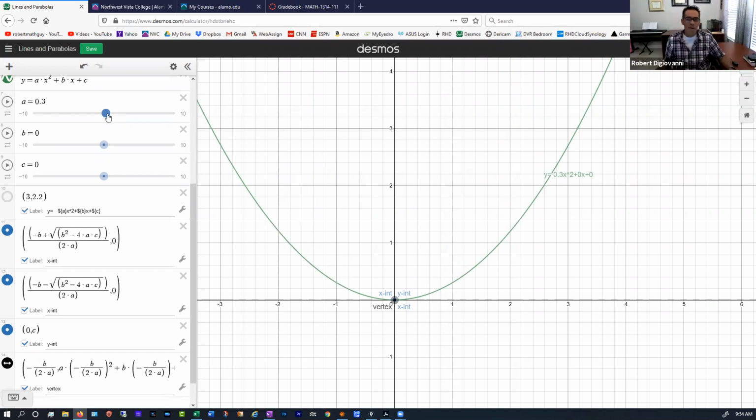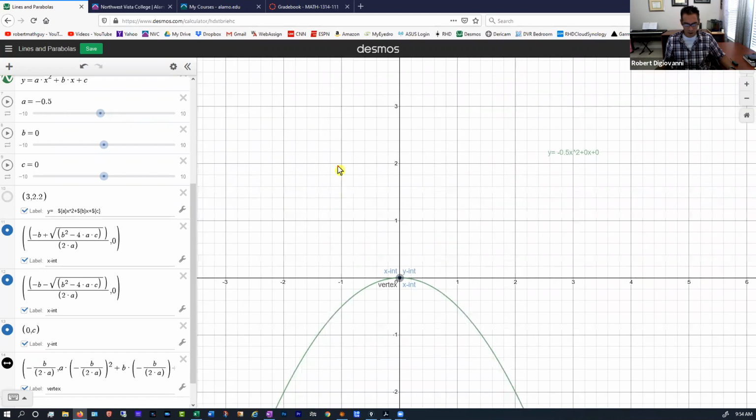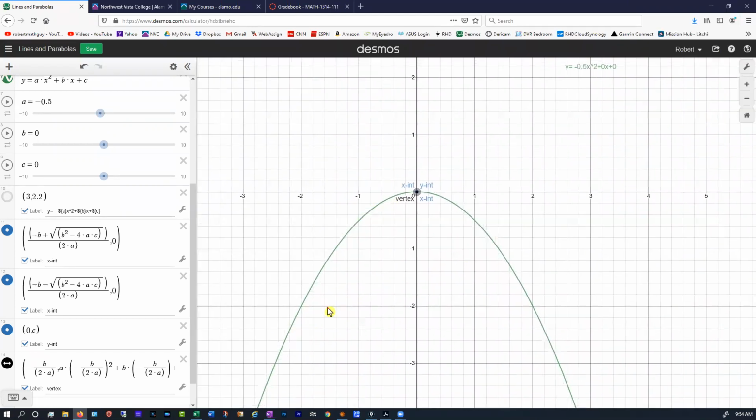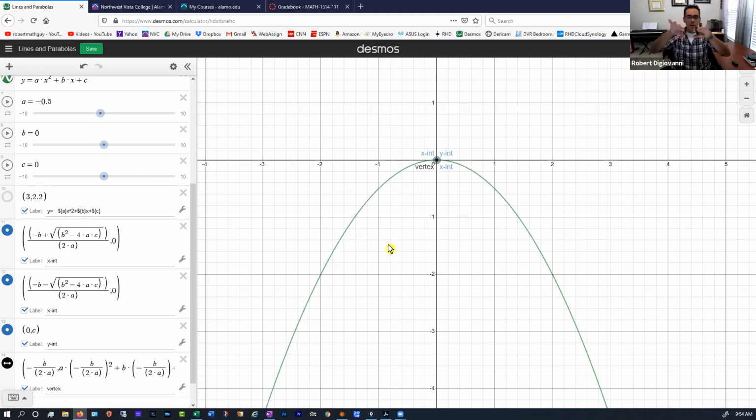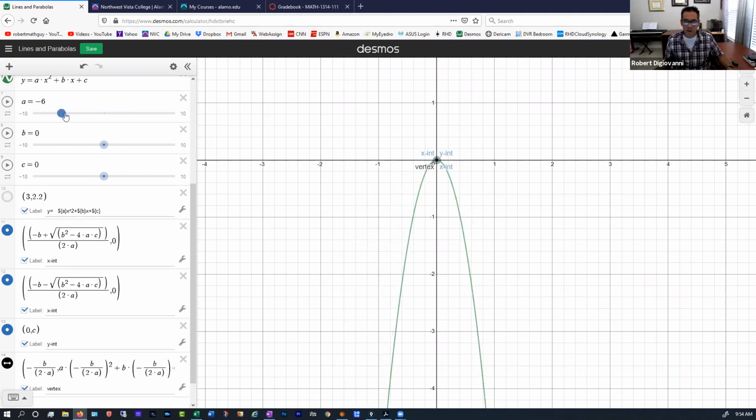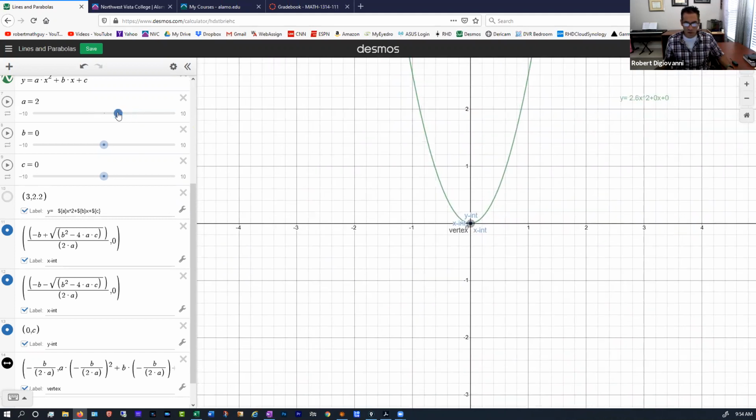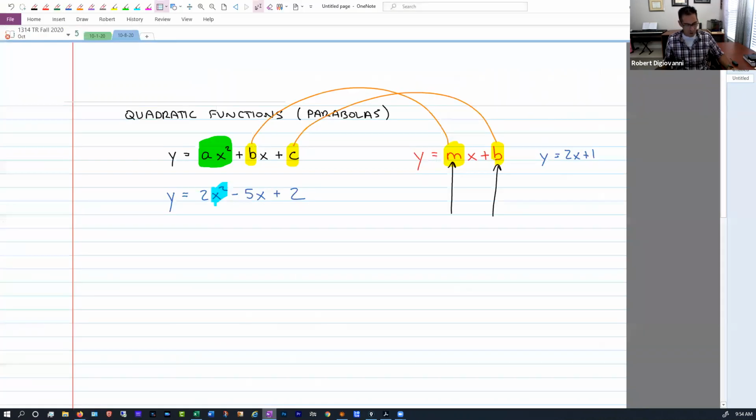What do you think is going to happen if A becomes negative? It's going to flip over. Yeah, good. See, so look, by A being negative, the parabola flipped over and now is down instead of up, right? So A, the number in front of the x squared, has complete control over whether or not this thing opens up or down. Okay, so I'm going to go back to my notes real quick.